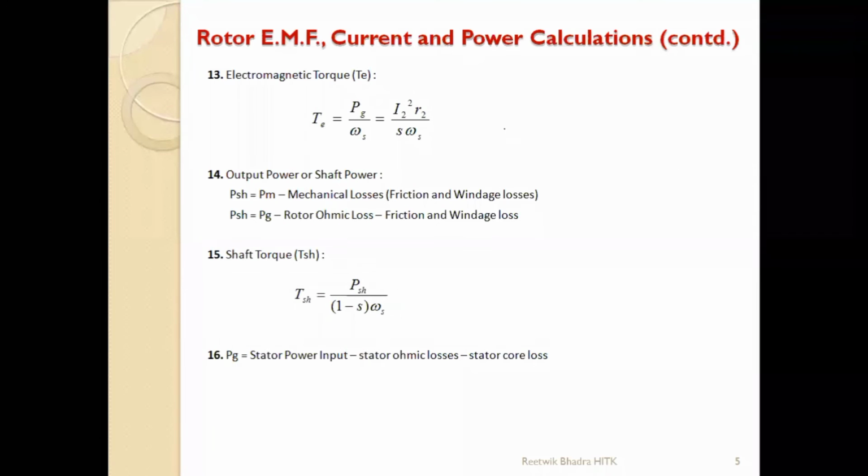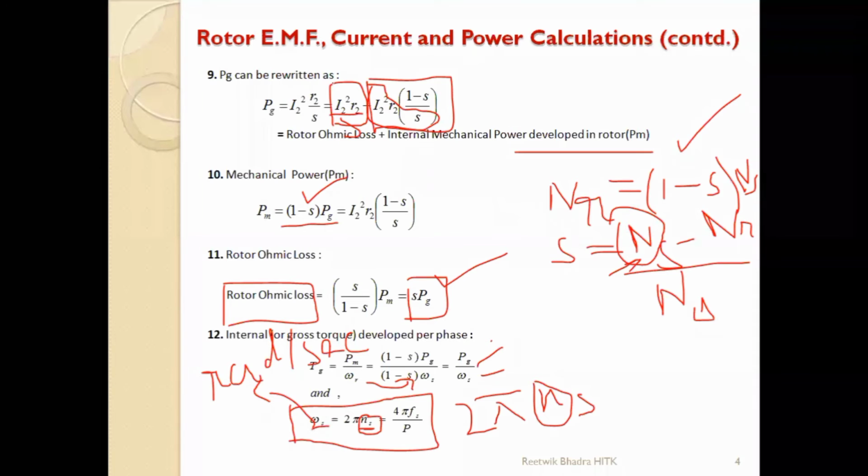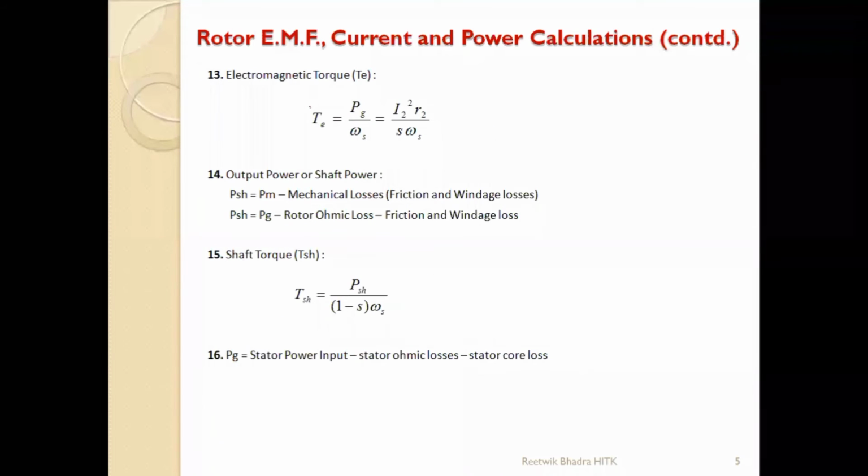Next, another torque, the electromagnetic torque, and the gross torque are the same. Both have the same formula, PG by omega s. Different names are given, so you can calculate it. If you are asked for gross torque or electromagnetic torque, you will use PG by omega s.